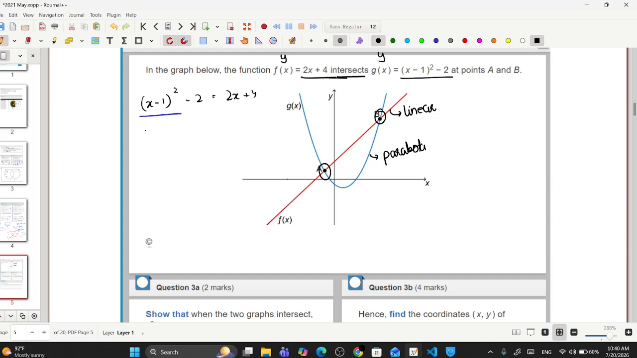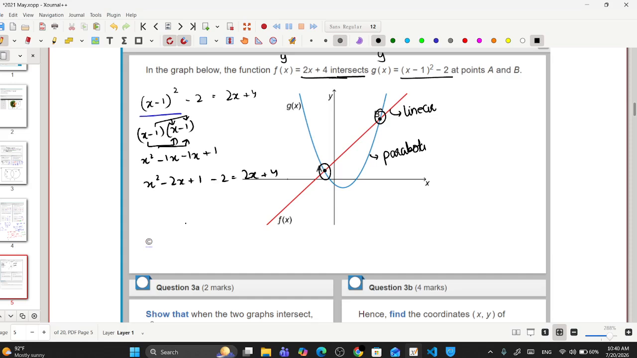X minus 1 multiplied by x minus 1. X into x becomes x squared. X multiplied by negative 1 becomes negative 1x. Negative 1 multiplied by x becomes negative 1x. And negative 1 multiplied by negative 1 becomes positive 1. So we get x squared minus 2x plus 1 minus 2 equals 2x plus 4.